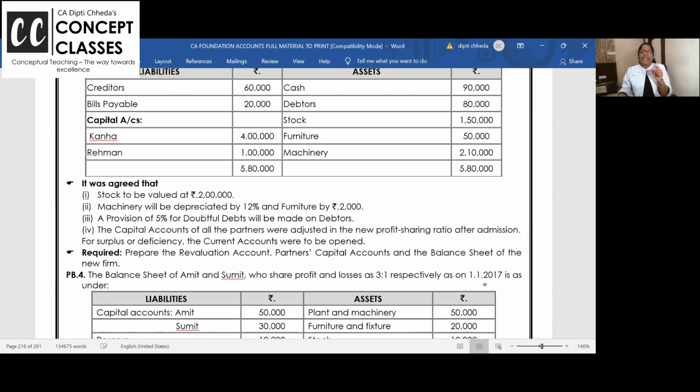This is the only adjustment I have not taught you in admission. I am teaching you with this problem. We will adjust the capital accounts of all the partners in the new profit sharing ratio after admission. Difference you can take it in the current account. So let us start. It's a very small problem.